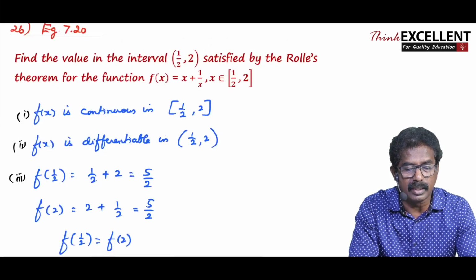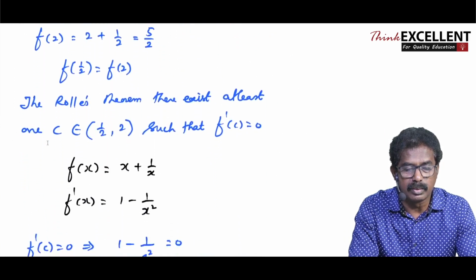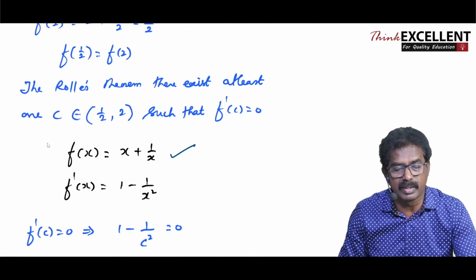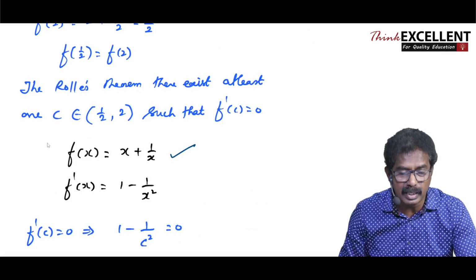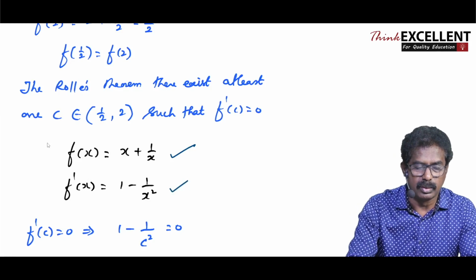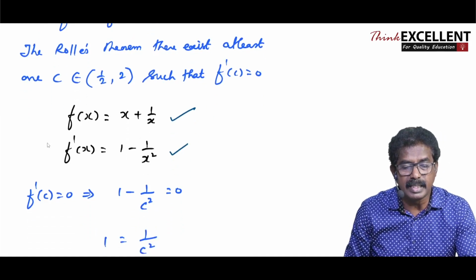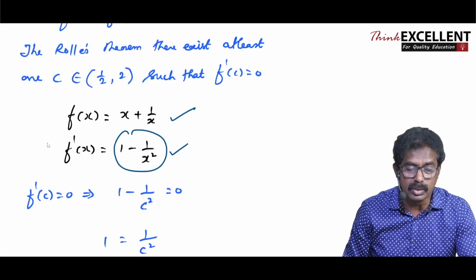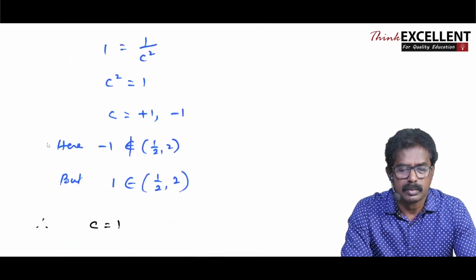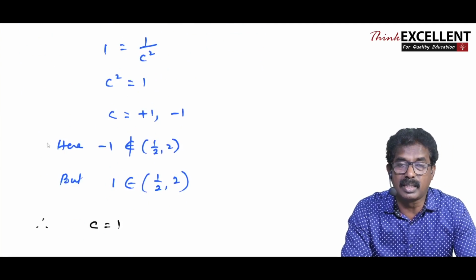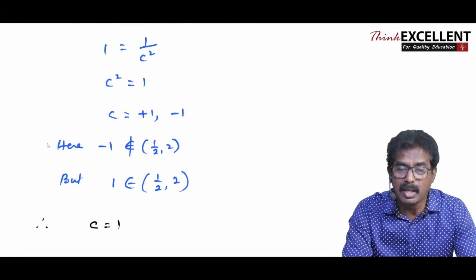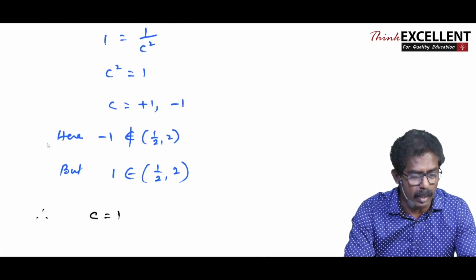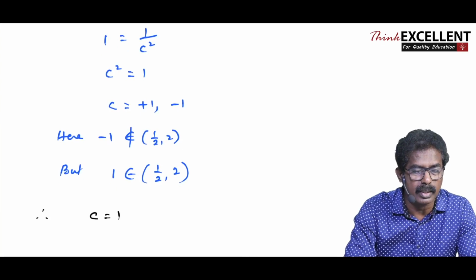For f dash c equal to 0, f of x is this function. f dash x: derivative of x is 1, derivative of 1 by x is minus 1 by x square. So for f dash c, in f dash x replace x by c and equate with 0. You solve it and get 2 values. Minus 1 does not belong to the interval 1 by 2 comma 2, but 1 belongs to that interval, and that is the c value. So c is equal to 1. Now let's move on to the next question.